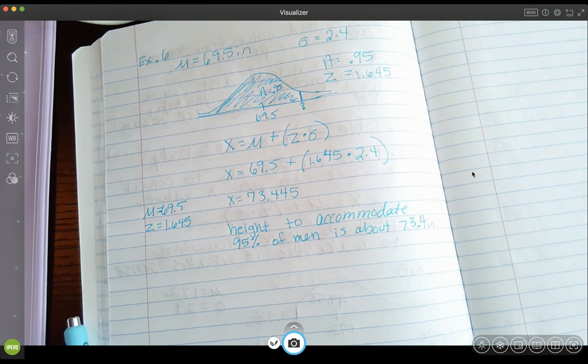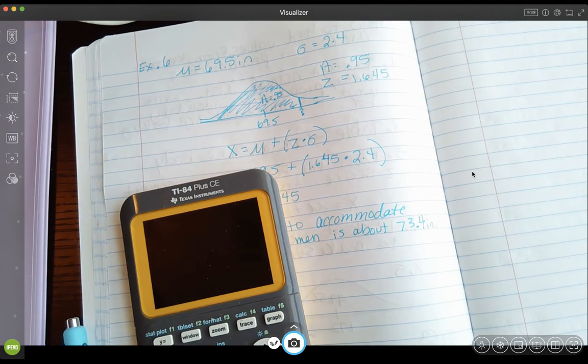Let me see if I can find my calculator. Working from home can be chaotic because I don't know where anything is. I just found it though.